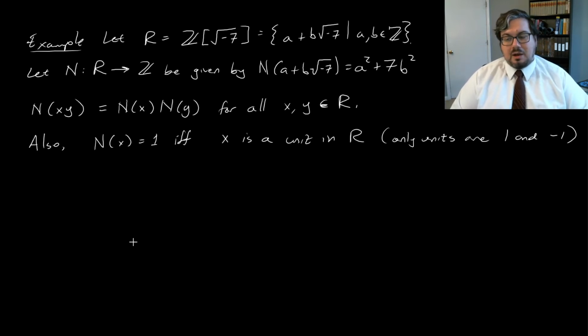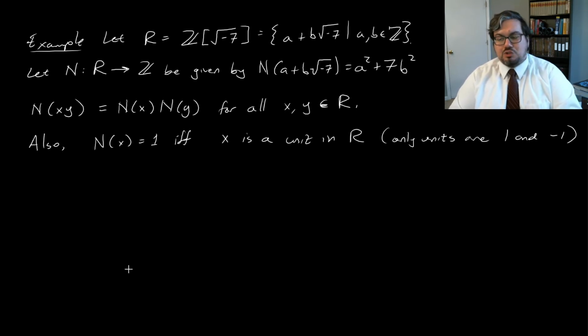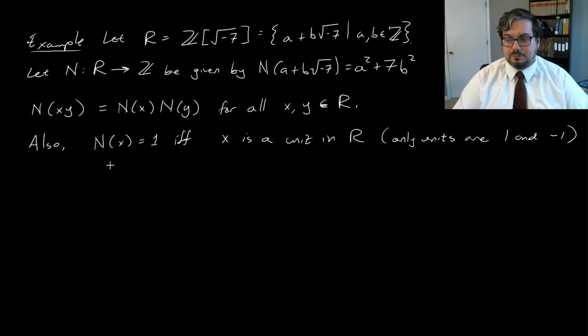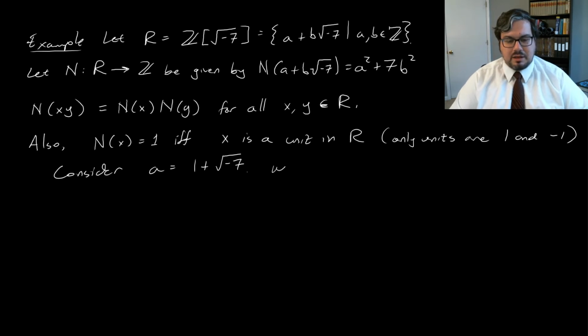Okay, so we're going to look at a particular element of this ring and show that it is irreducible, but it is not prime under the definitions that we just gave, showing that in this ring, the two notions fail to coincide. So let's consider the element a, which is 1 plus the square root of -7. We claim that a is irreducible, but not prime.